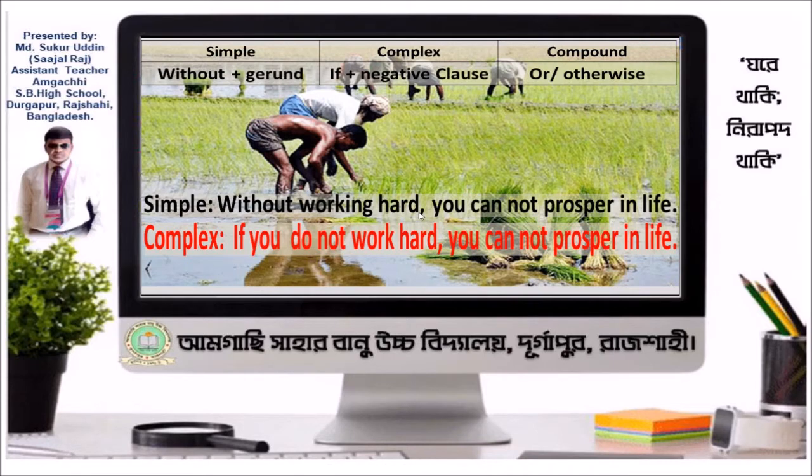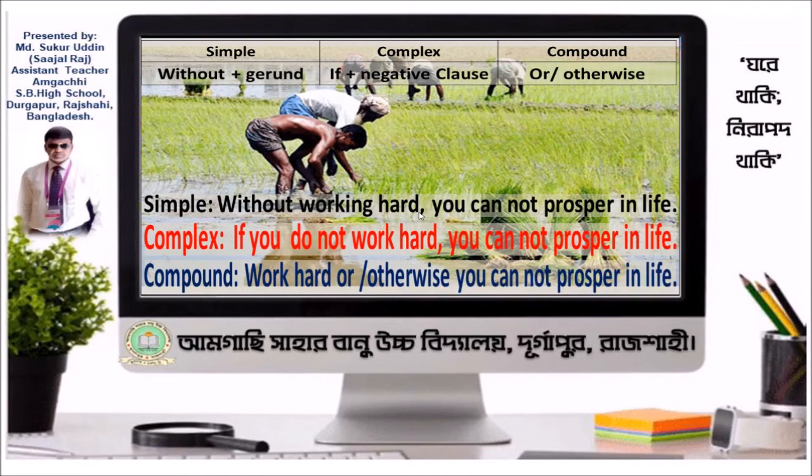Look at the sense of the complex sentence. "If" plus negative clause. You know that "if you do not work hard" is an "if" plus negative clause, and the principal clause is "you cannot prosper in life". Also here, it is very important to understand that "if you do not work hard" is present indefinite tense. So "you cannot prosper in life". Here "cannot" is used for the present indefinite "do not". Okay, if our subordinate clause is past tense, we will use "could not" in place of "cannot". Do you understand? Okay. Compound sentence: Work hard or otherwise you cannot prosper in life. Do you understand?